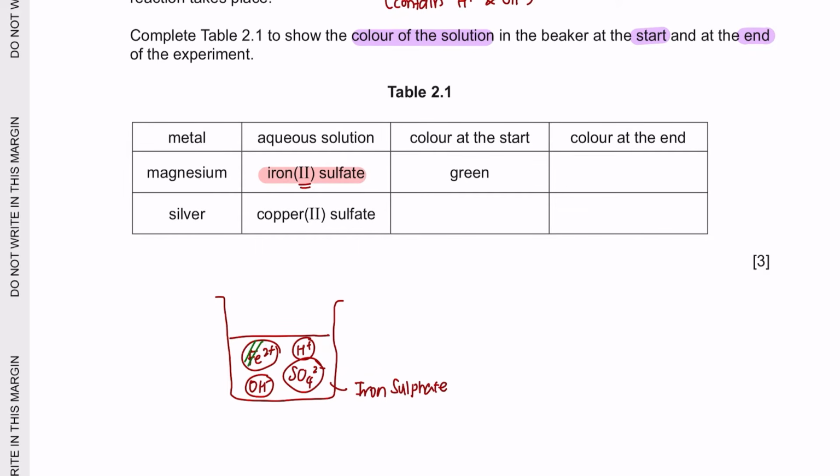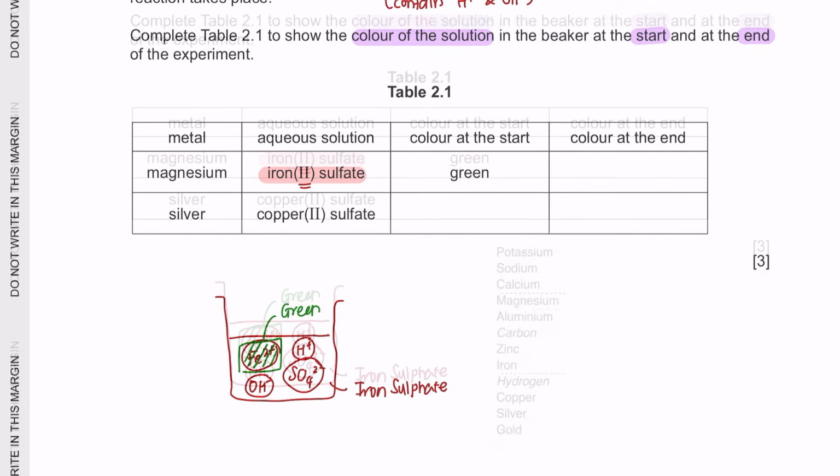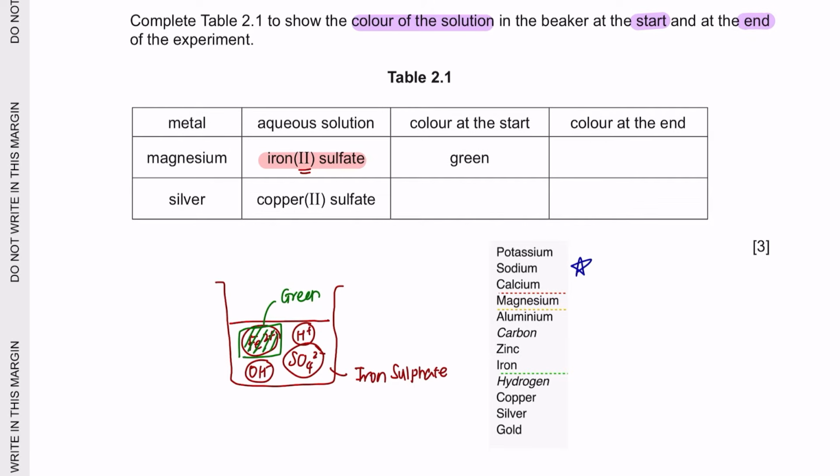Since the solution contains Fe2+, the solution would be green in color because iron(II) is green. And according to the reactivity series, magnesium is placed above iron, meaning that magnesium is more reactive than iron. So the magnesium will displace iron to form magnesium sulfate. Now there's no longer Fe2+ present in the solution, meaning that the color will no longer be green.